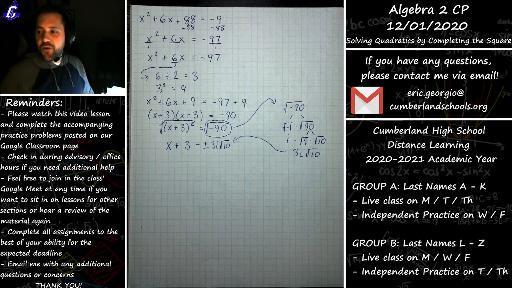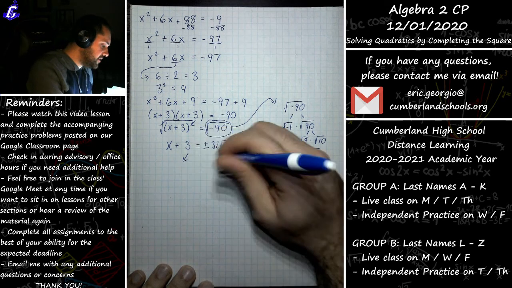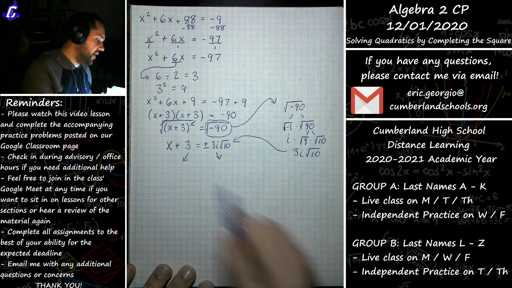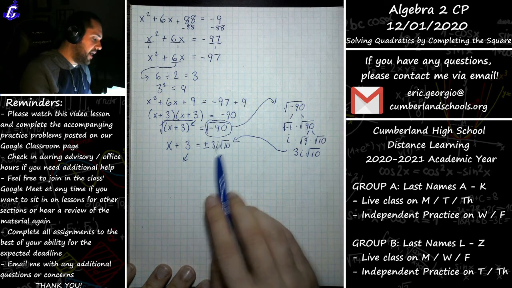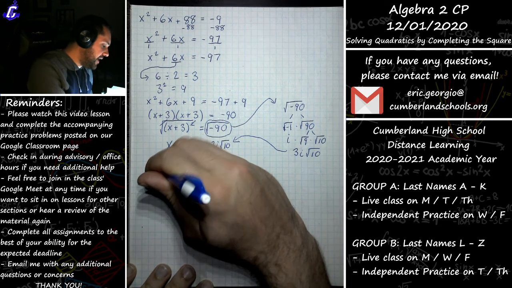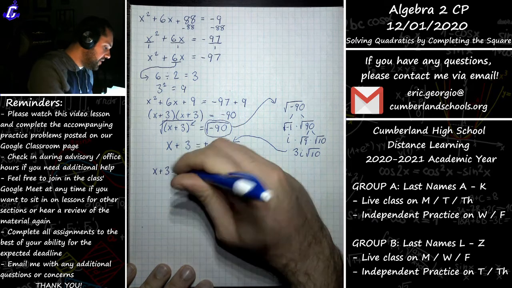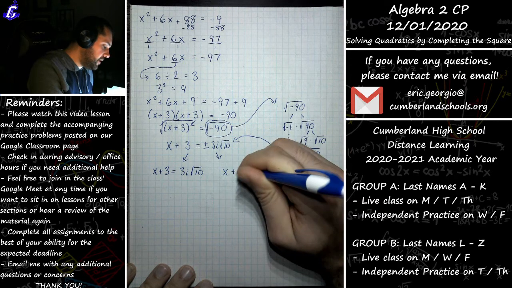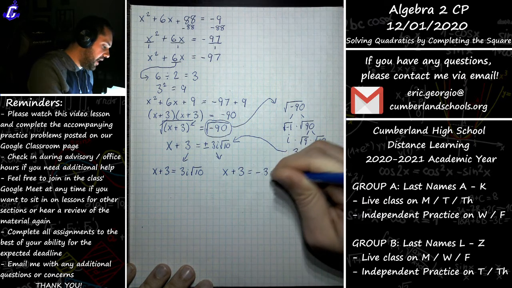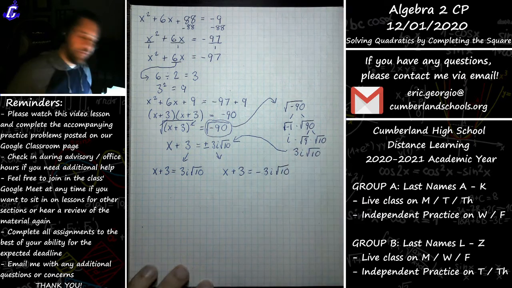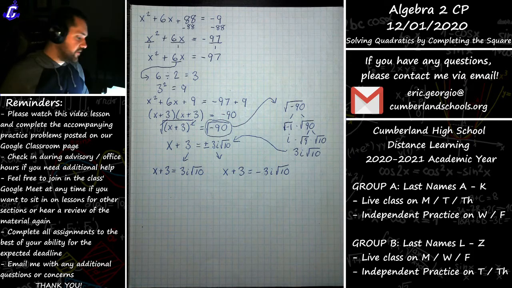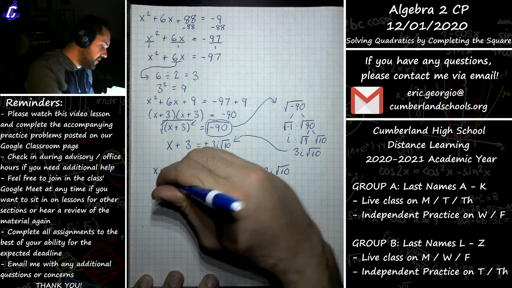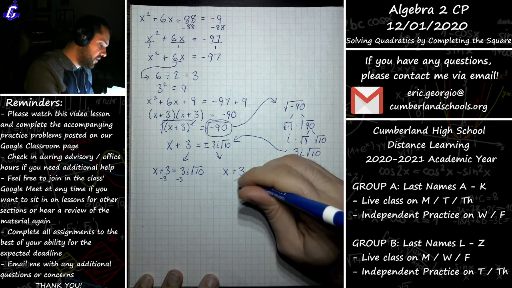Now, going forward from here, there's only a couple things left to do. I can say, well, x plus 3 should be equal to plus or minus this value. So that means that x plus 3 could equal positive 3i rad 10, or x plus 3 could equal negative 3i rad 10. In order to solve for x, we just need to get it alone by subtracting 3 from both sides. Same thing over here.